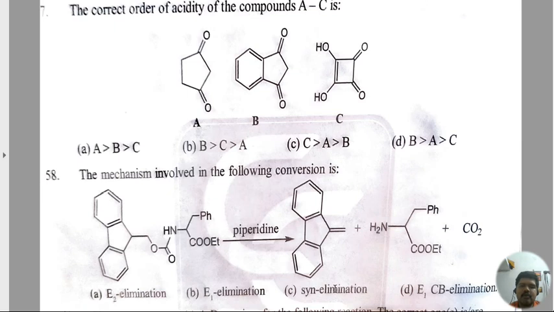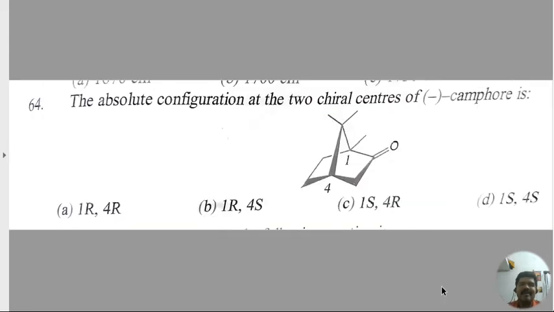Syn elimination, for that it should be pyrolysis. Since there are no heat conditions given here, syn elimination can be neglected and E1CB is your right answer. Again, it's the absolute configuration of the two chiral carbons which you can solve for sure.